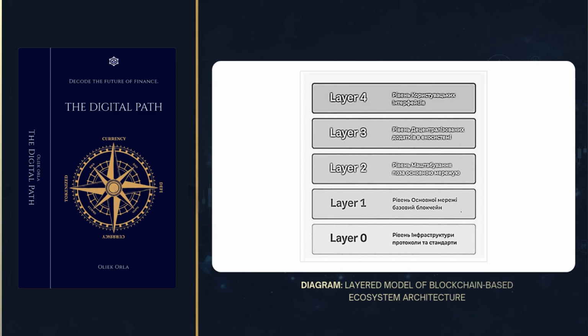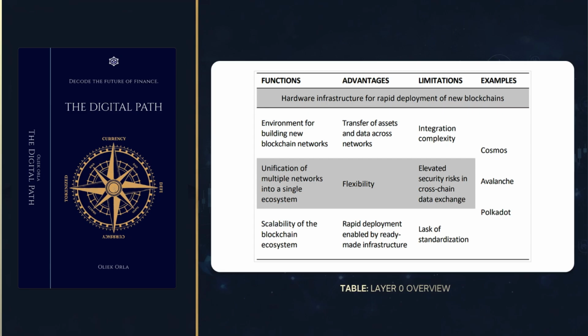For clarity, this architecture can be visualized as a sequence of layers, from foundational infrastructure to user-facing interfaces, each playing a distinct role in the ecosystem's operation. Step by step, we will explore their functionality and learn how to identify which layer different crypto projects belong to. Layer 0: Interoperability Infrastructure. For clarity, Layer 0 can be understood as a combination of two essential components, both of which are critical for the existence of any blockchain network.